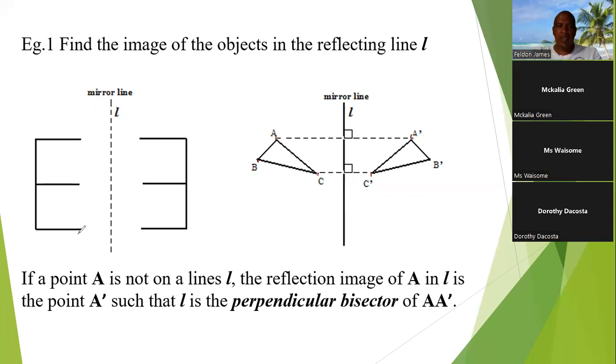Yes, sir. Right. So it's a cheat, it's a way of cheating in terms of finding the points quickly. All right. So that is what you'll have to understand about reflection. So if a point A is not on a line L, the reflection image of A in line L is the point A dash, such that L is perpendicular bisector to the line A dash.